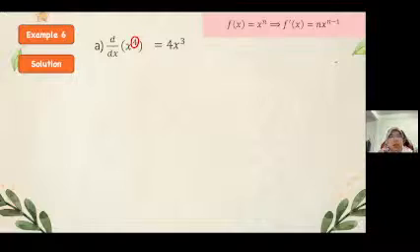Okay, so a similar thing happens for b. B is differentiate x to the power of 3 over 2. Check what is the power for the x. So the power for the x is 3 over 2. We are going to bring 3 over 2 down, so it will stay beside the x.